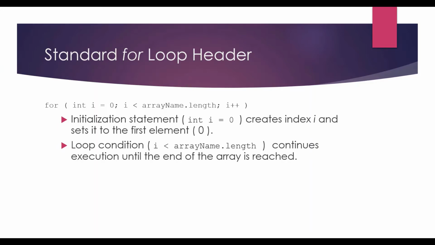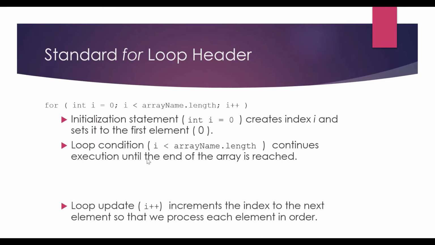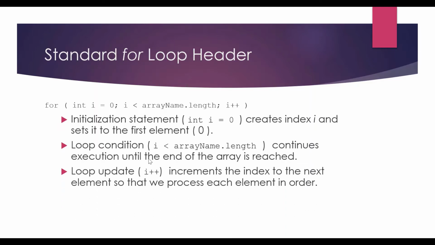So the last element will be at index 4. So we are starting from element 0 up to element 4. And then after each element, when we are done with the element, we want to increment the value of I. So we want to go to the next element. So we started with element 0. After we execute the loop or do the operation we want on that element, we'll increment I, so we'll be at location 1 and so on.